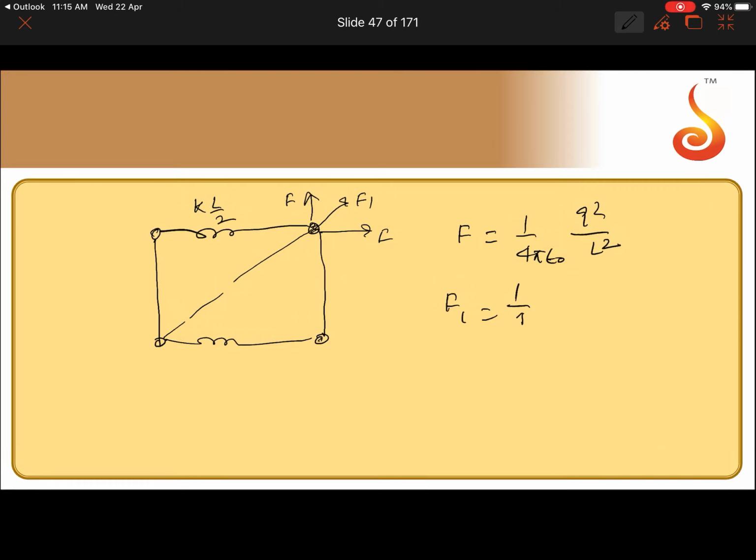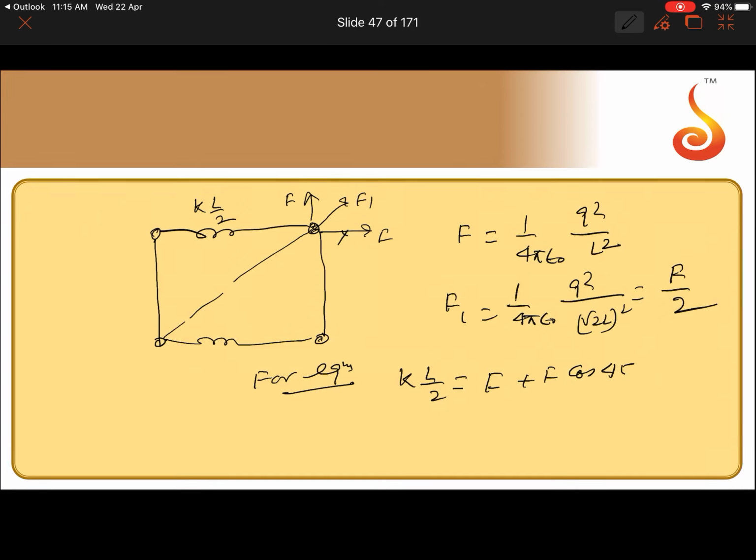and that is F by 2 for equilibrium. The spring force must be F, this F plus F cos 45, F by 2 cos 45, because F1 is F by 2.